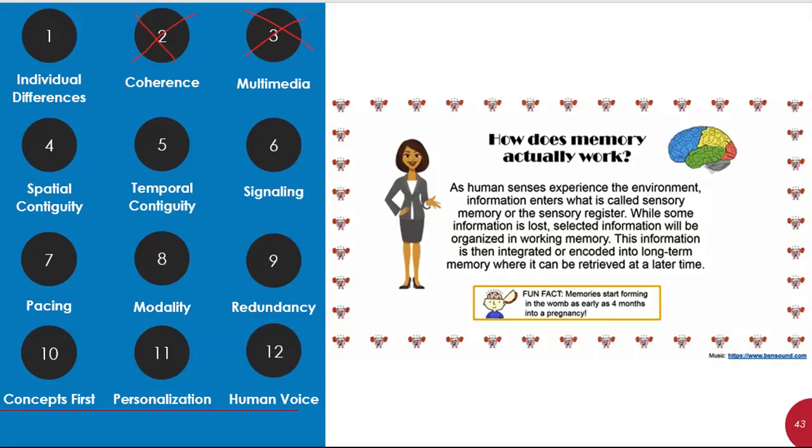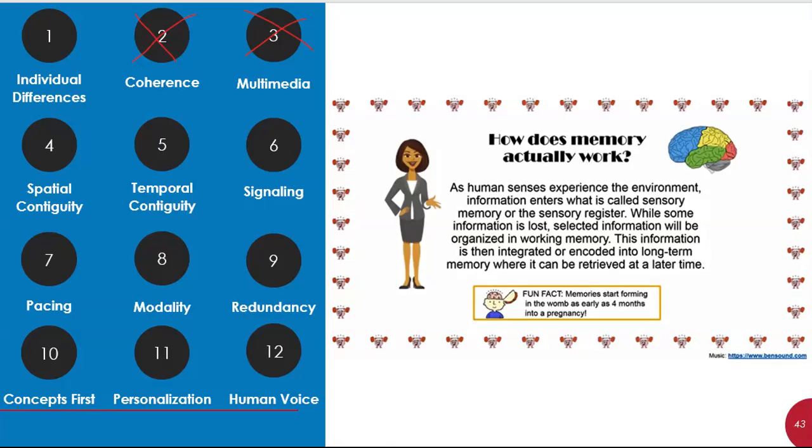So for the spatial contiguity principle, that one states that students learn better when corresponding words and pictures are closer together. But first of all, are there corresponding words and pictures in this tutorial? No, there weren't, especially since the pictures were only decorative. So this principle is not really applicable to this lesson.